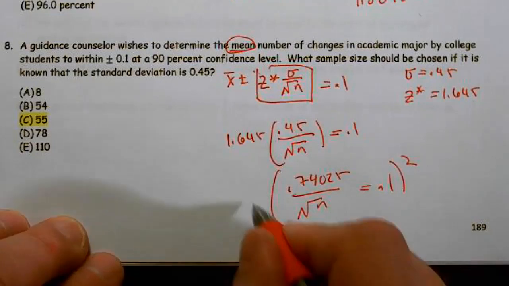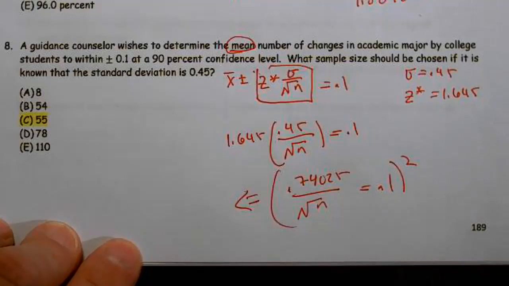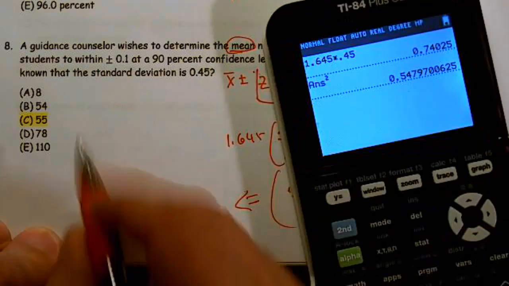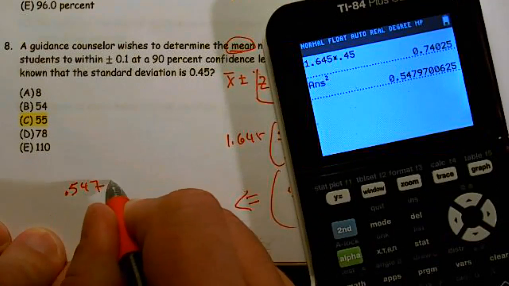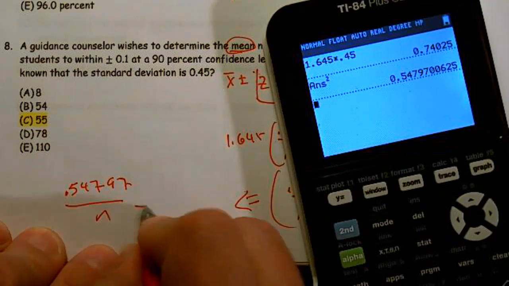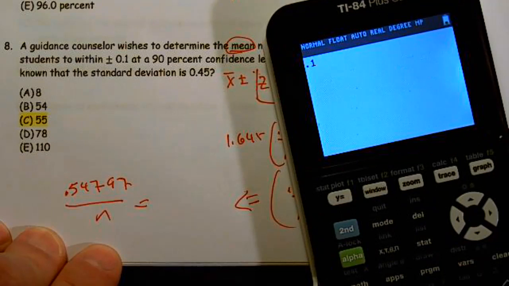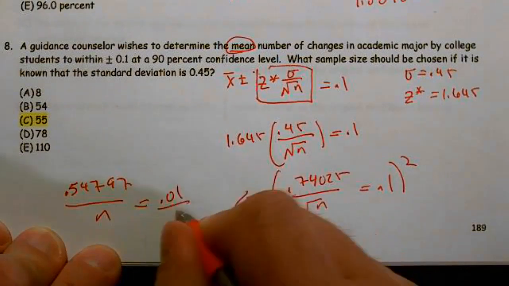And that's going to give me, and I'm going the wrong direction, but I just didn't allow myself enough room. So 0.74025 squared is that value. I'm just going to write down part of it, 0.54797 over n equals, and we also had to square the 0.1. When I do that, it should give me 0.01. Put that over 1.